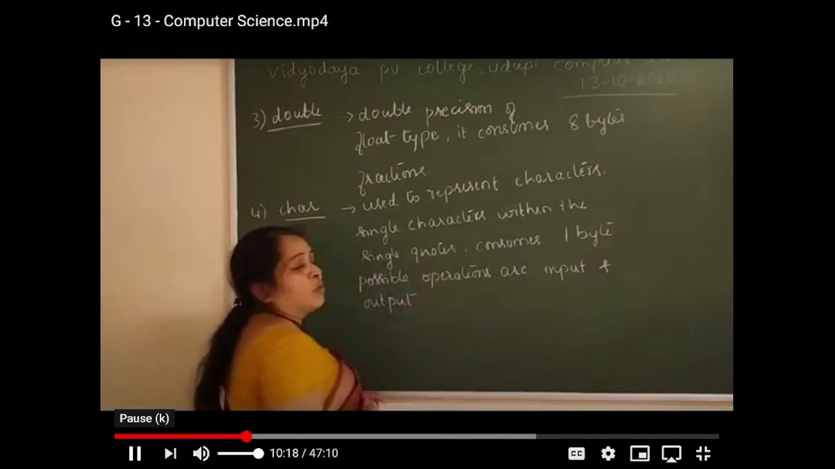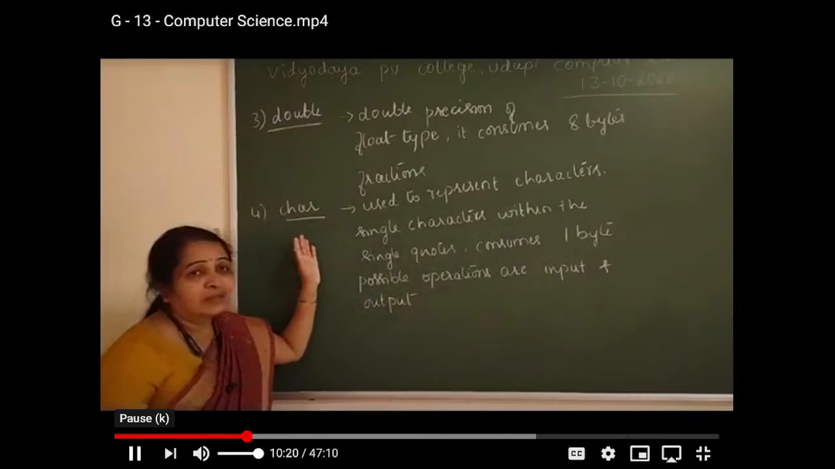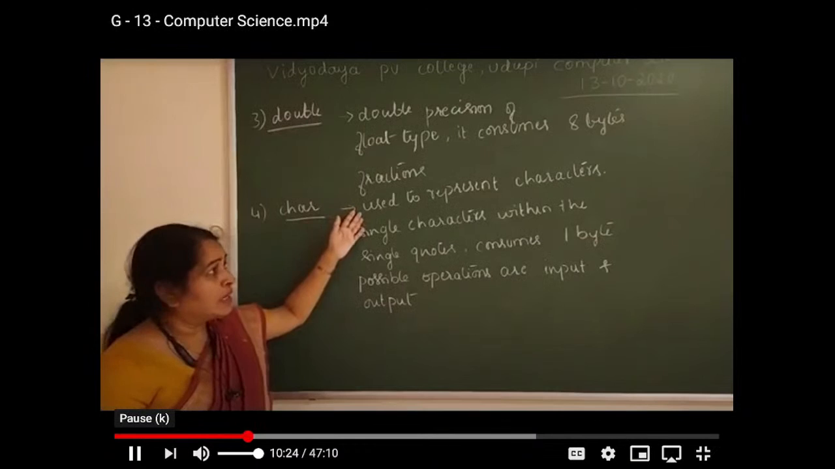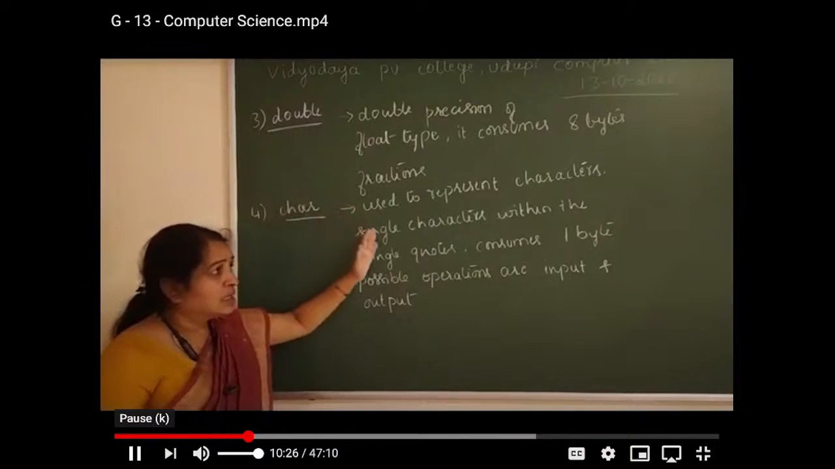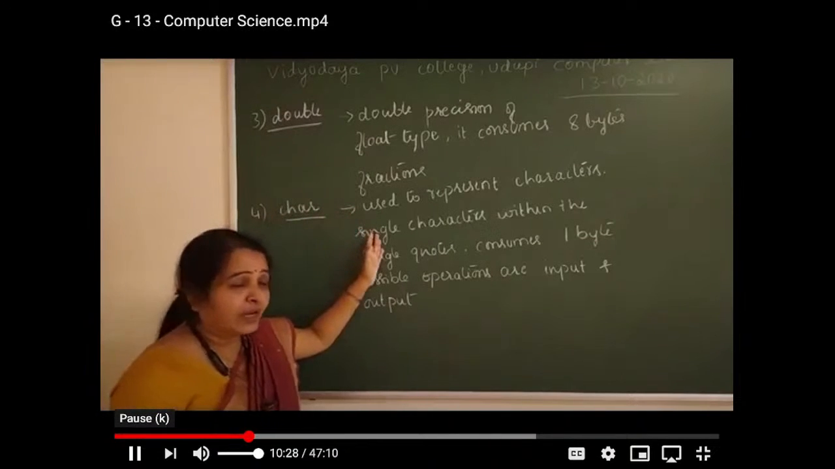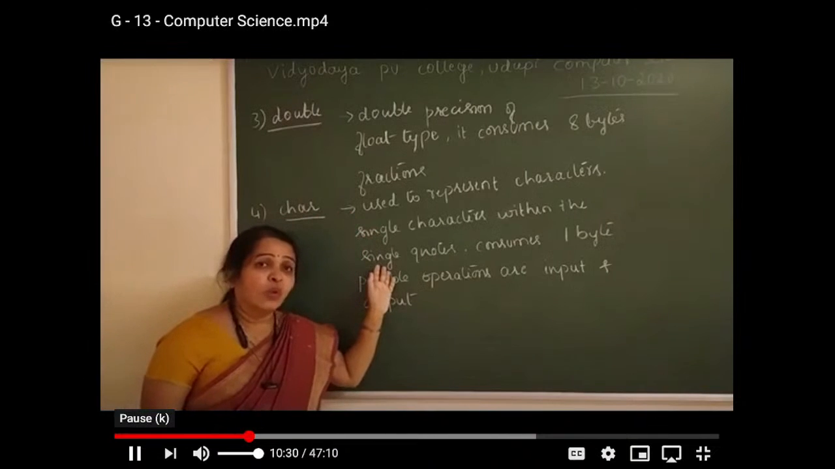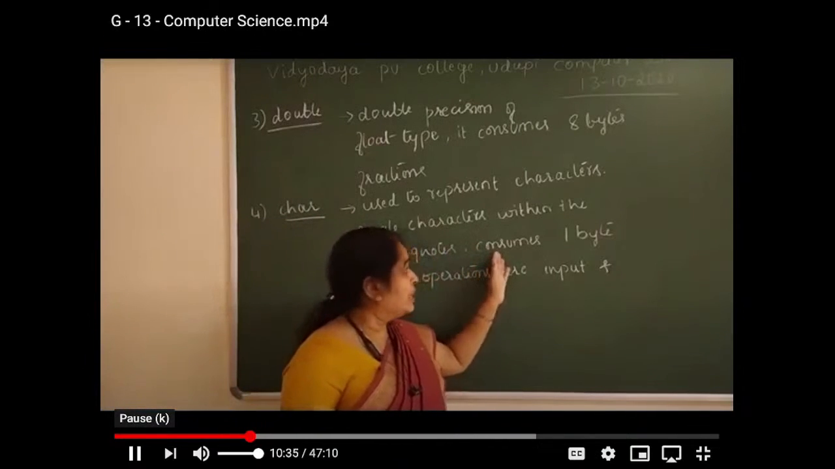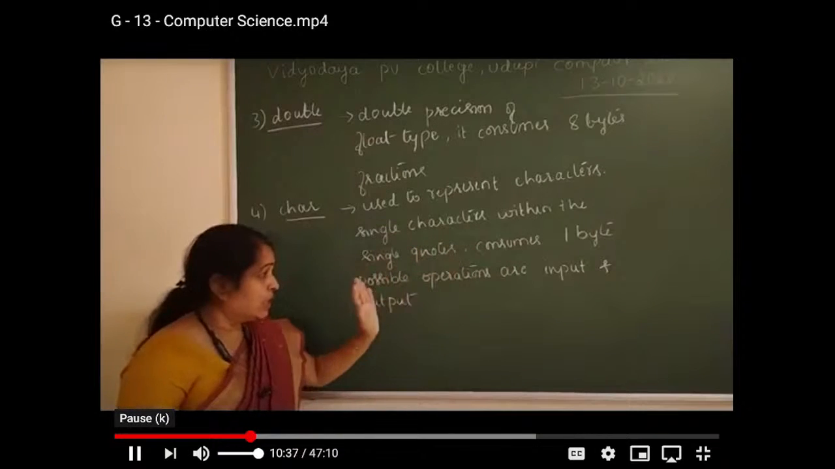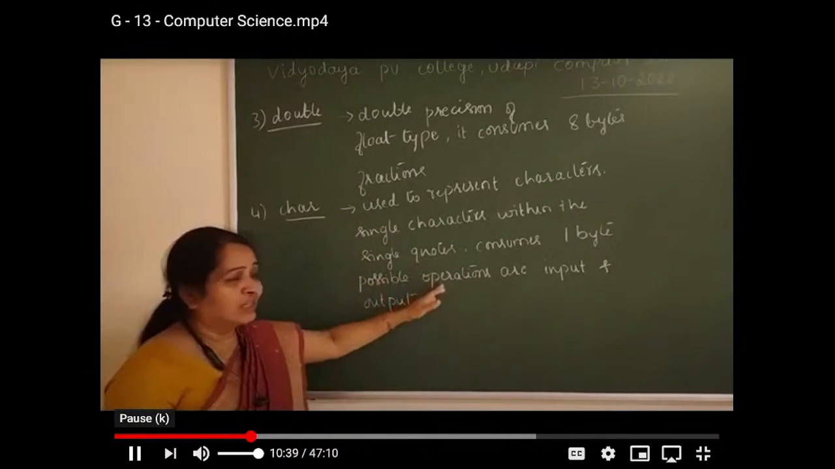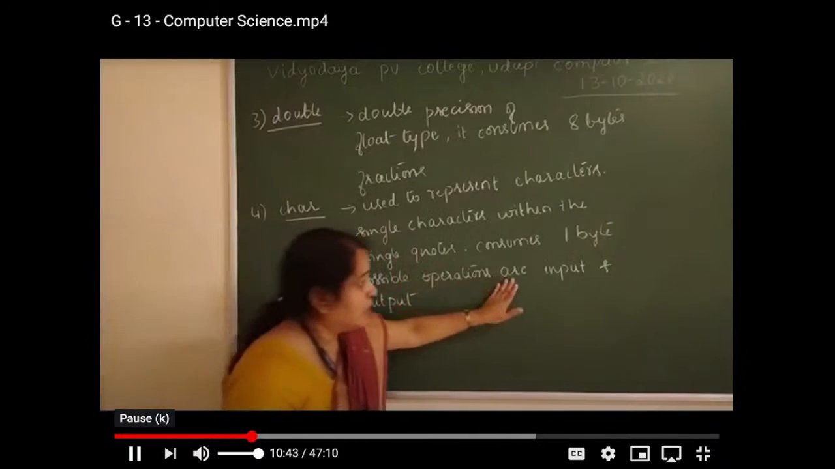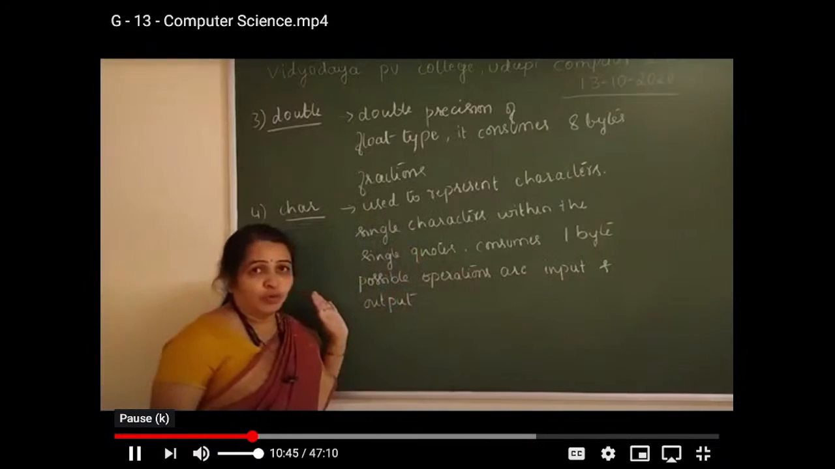So this is about the character, that is the char data type. They are used to represent single characters. If you are writing, you have to write that within single quotes. It consumes 1 byte of space in the computer memory. The different possible operations that can be done on the char data type are input and output.